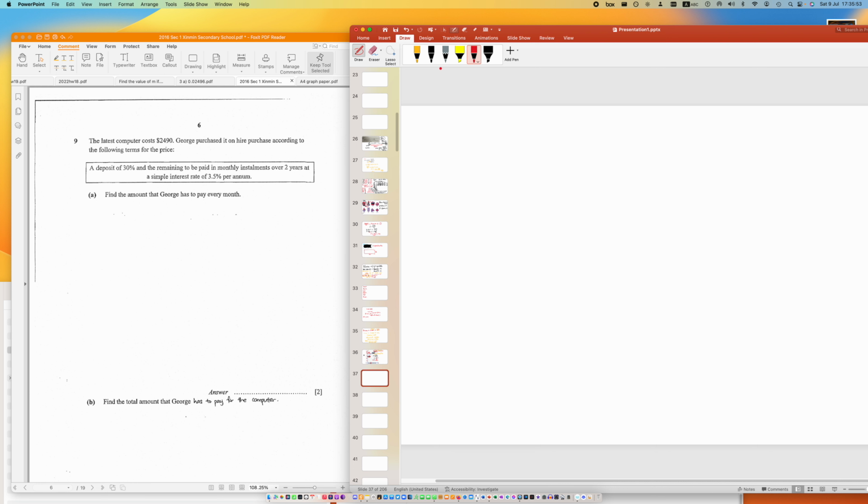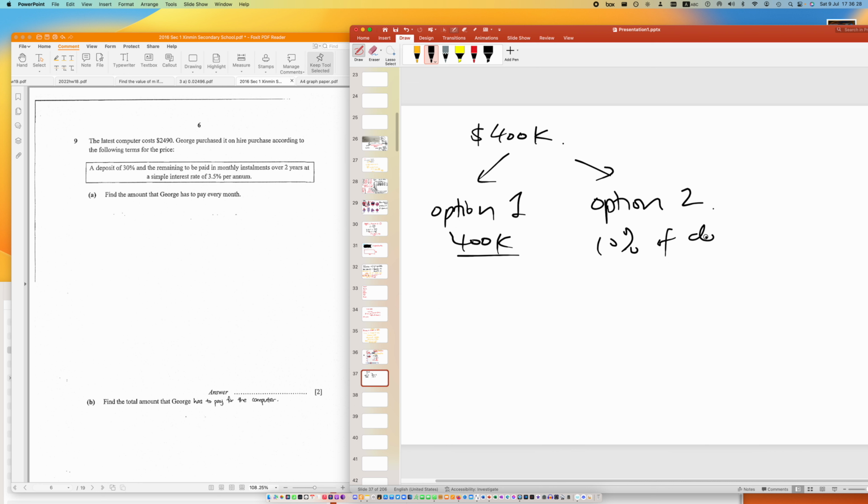When you buy something, you can buy it upfront. Like, let's say an iPhone, no, too cheap already. So let's say you buy a car. A car is 400k. So option 1, you can buy it upfront. Upfront means you pay the 400k straight away. Some people have this much money, but who wants to pay upfront, I don't know. Generally, they will give you an option 2, which is maybe you pay 10% deposit, or I call this the first payment.